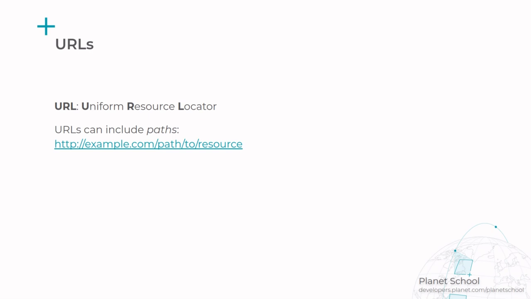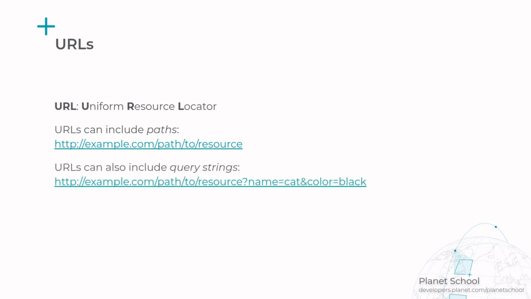URLs can also include what we call query strings. In this example, the question mark at the end of the path indicates the beginning of a so-called query string. Everything following the question mark is the query string. In this case, the query string is name equals cat and color equals black. Query strings let you query a resource based on some metadata fields, for example, name and color here, and values that might be found in those fields, for example, cat and black here.